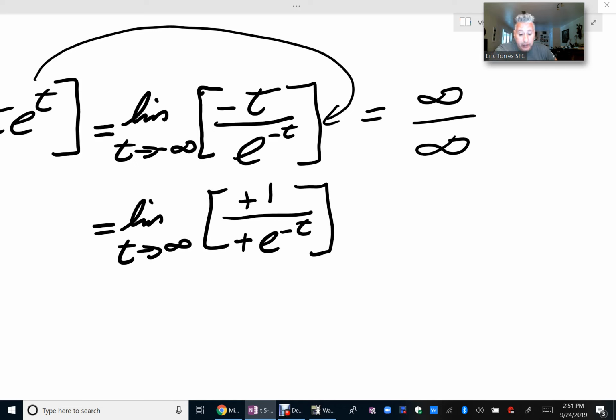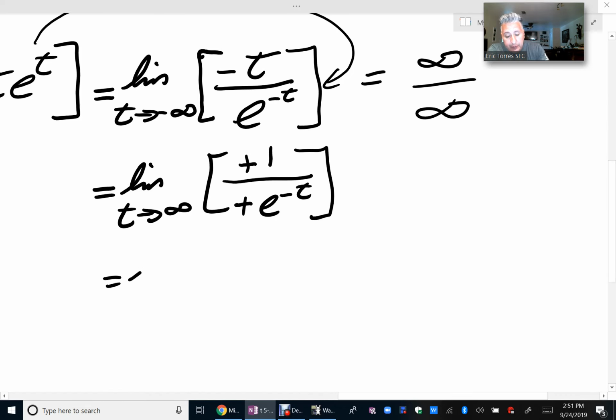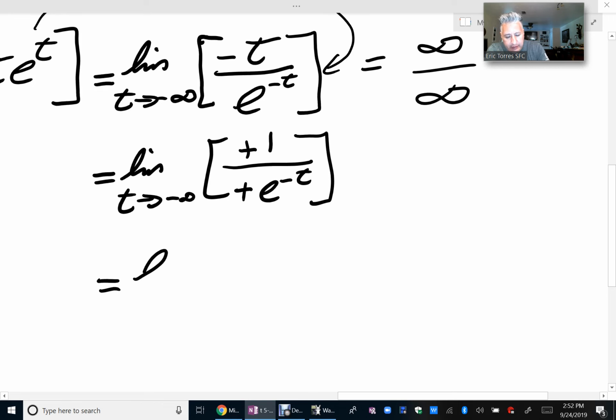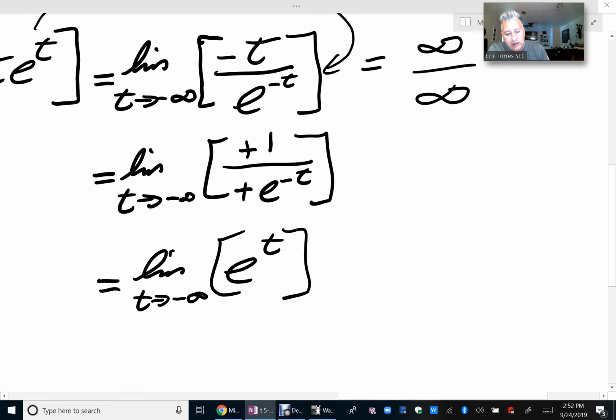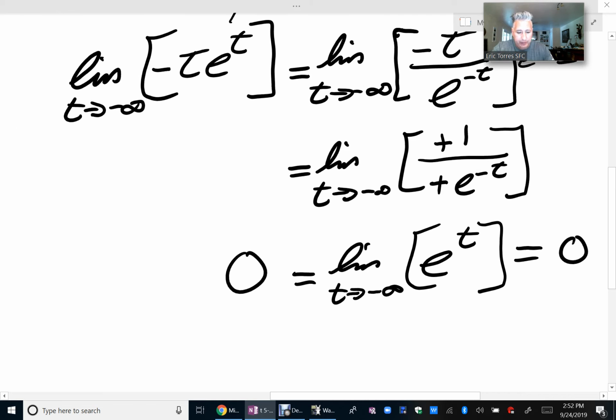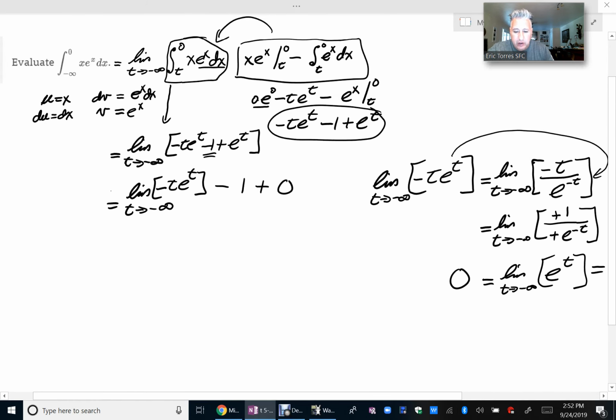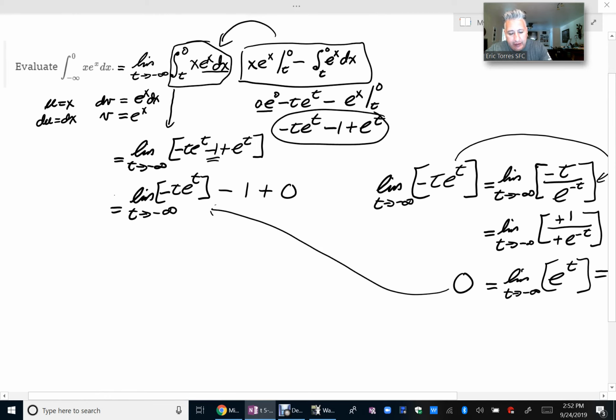Now, let's talk about this limit here. I'm going to rewrite it as e to the t, as t goes to negative infinity. e to the t is an exponential growth function. As I go to the left, toward negative infinity, I'm going to 0. I know this limit, so let's put this limit as 0 over here. Okay, that's what I needed. Right there, that is 0.